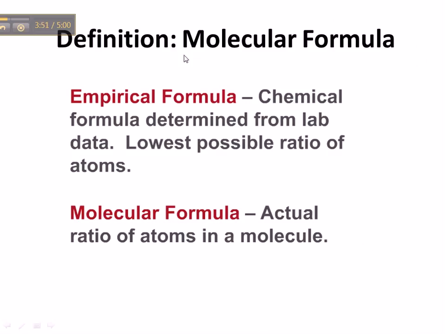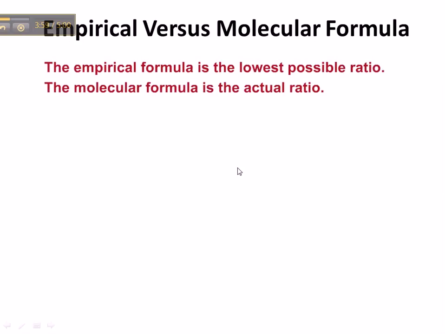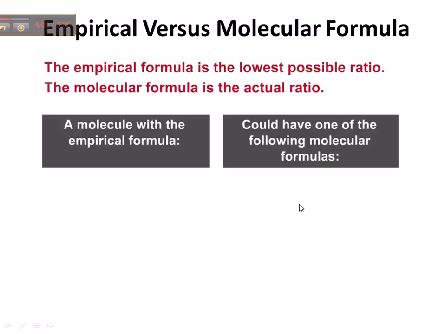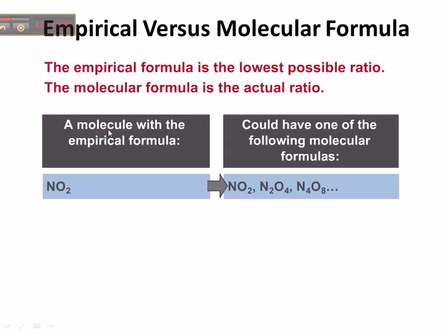So there you go. The definition of molecular formula now is just the actual ratio of atoms in a molecule. So the difference is the empirical formula is the lowest possible ratio, and the molecular formula is the actual ratio. So in this case, a molecule with the empirical formula NO2 can also be NO2, N2O4, and so on. It keeps the same ratio, okay, in the molecular formula, and so you can see the connection there.